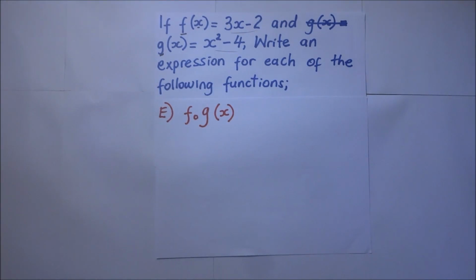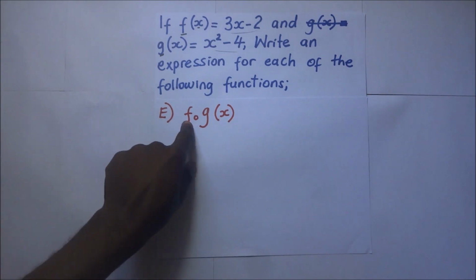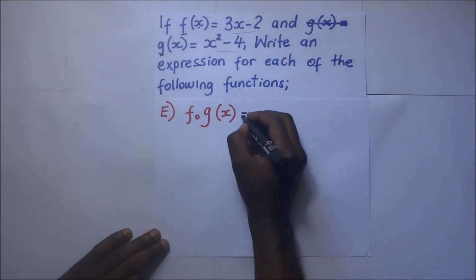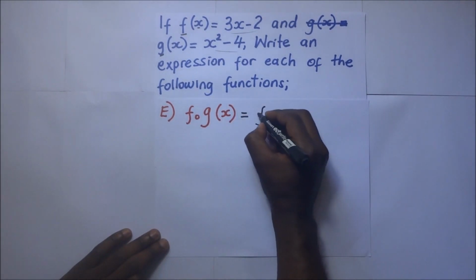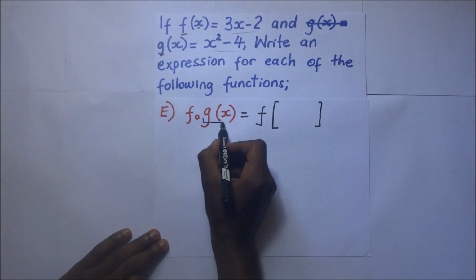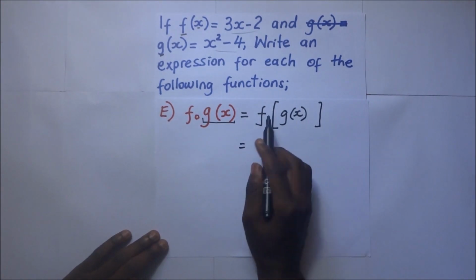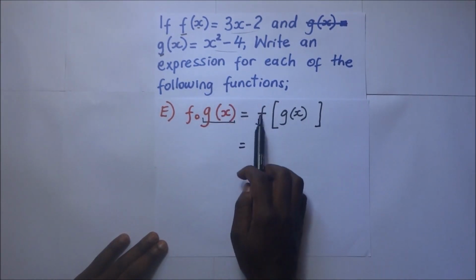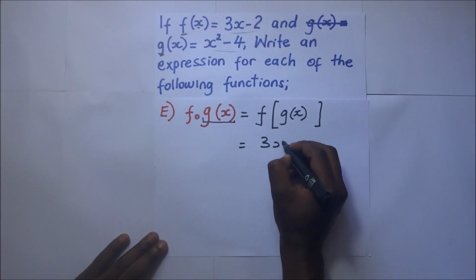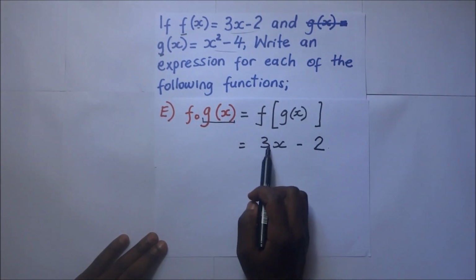So looking at the final one, it's a composite function where we have the function f ∘ g of x. This is the same as saying that we are looking for the function of x where our input value is another function, g(x). So what is our function f of x? Our f(x) is 3x - 2 right there. That's our function f(x), where x is the variable.